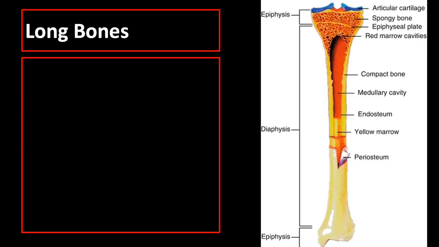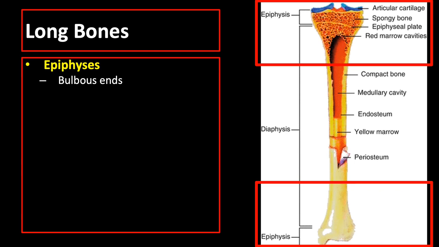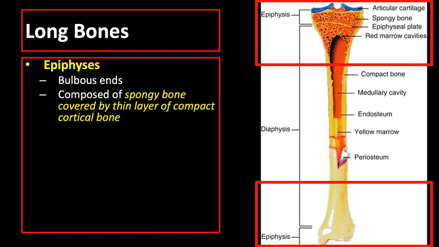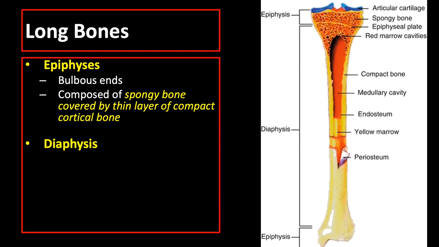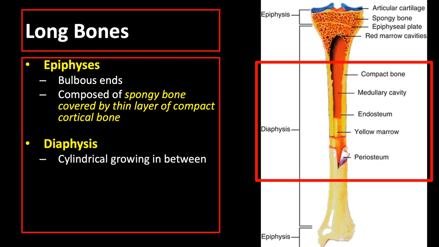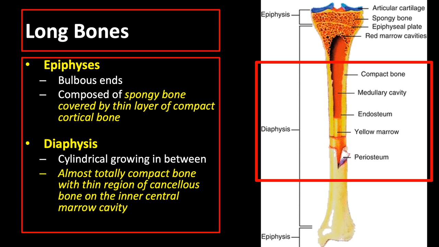There is also a distinct distribution of compact and spongy bones in the long bones. In the epiphyses, which are the bulbous ends of a long bone, appreciate that it is composed of spongy bone covered by just a thin layer of compact cortical bone. For the diaphysis, which is the cylindrical shaft in between, notice that it is almost totally compact with just a thin region of cancellous bone on the inner central marrow cavity.